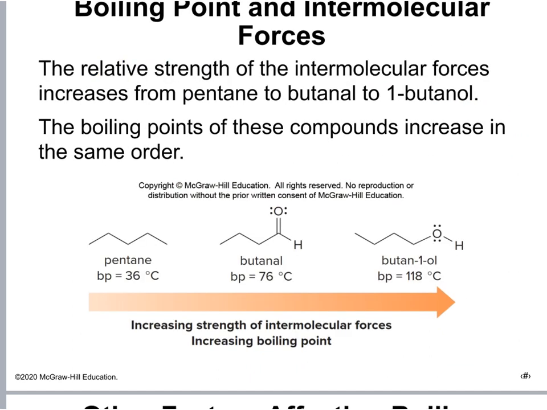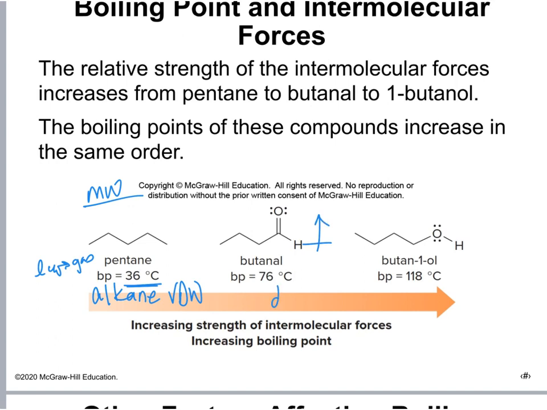This is an example of that. You have pentane. These are similar molecular weights. If you added up the molecular weights, you can see that these are very similar. This has no functional group. It's an alkane, so it has van der Waals, and it goes from a liquid to a gas at 36 degrees.